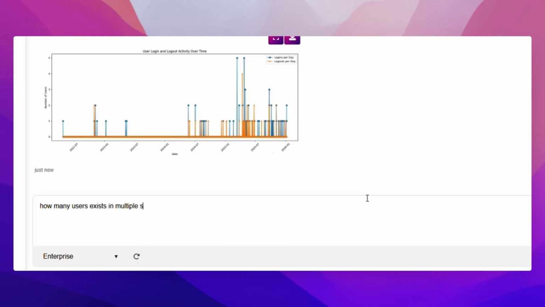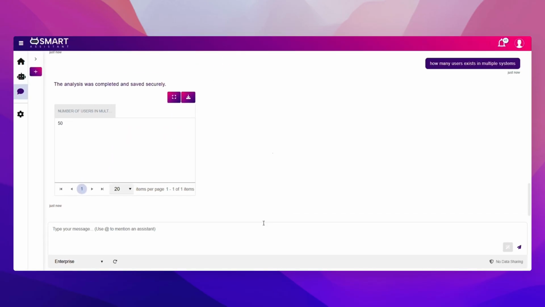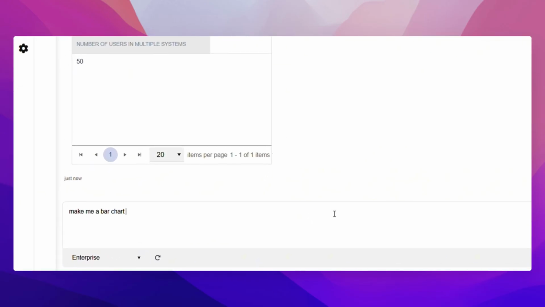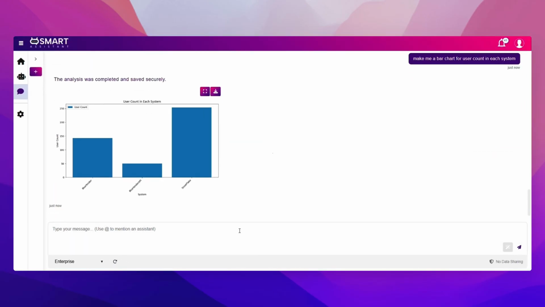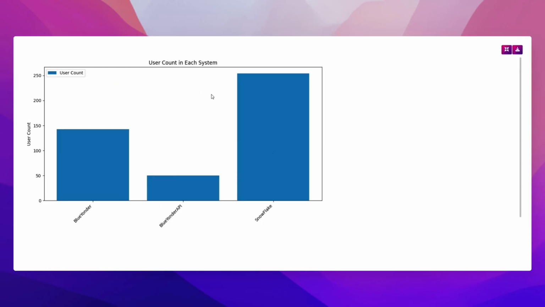Next, let's examine how many users exist across multiple systems. This analysis offers insight into the number of people utilizing more than one system. Lastly, see a bar chart of user count in each system, presenting a clear view of user distribution and facilitating easy comparisons at a glance.